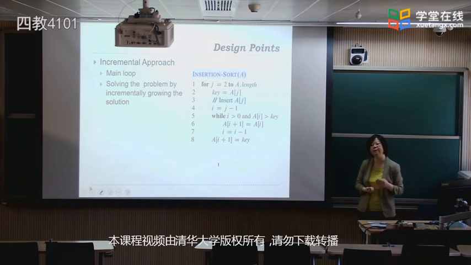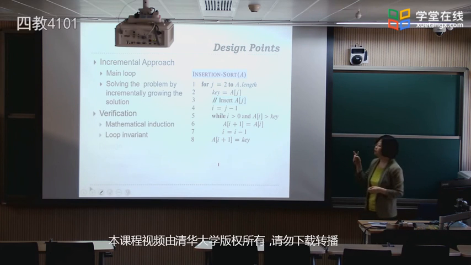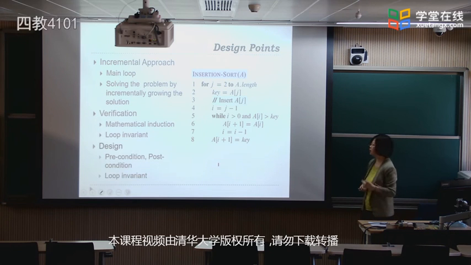How can we make sure this assumption is always true before we enter the for loop? Okay, so here is the problem of verification. We're going to use mathematical induction to help us make sure the assumption that we made before the execution of the for loop is correct. And that technique is called loop invariant. And after that, we're going to talk about how to design an incremental algorithm given a precondition, given a postcondition, and also given the loop invariant.